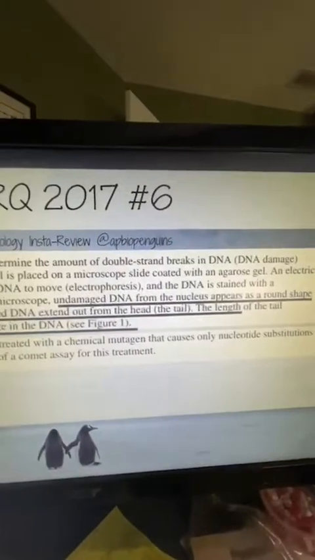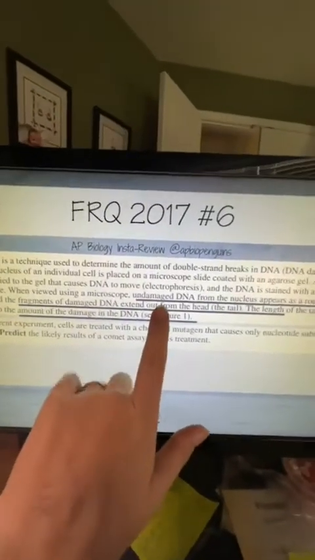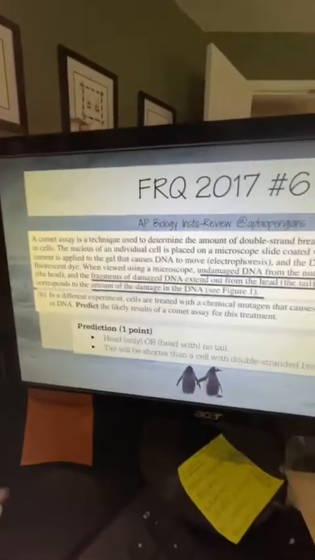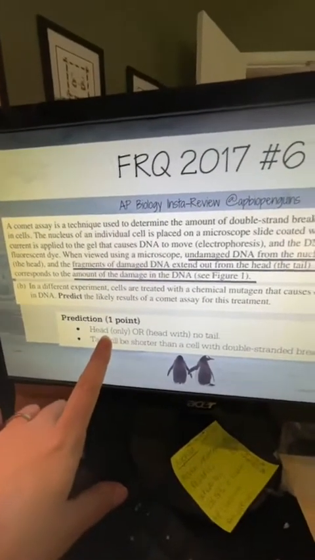You have to think to yourself, if the reason why we have the tail is because of double-stranded breaks, and substitutions do not cause double-stranded breaks, then we're not going to have those breaks. Sorry, trying to rotate. It's saying that the undamaged DNA would appear as a round shape called the head. So I should see literally just the head. I would have the head only.